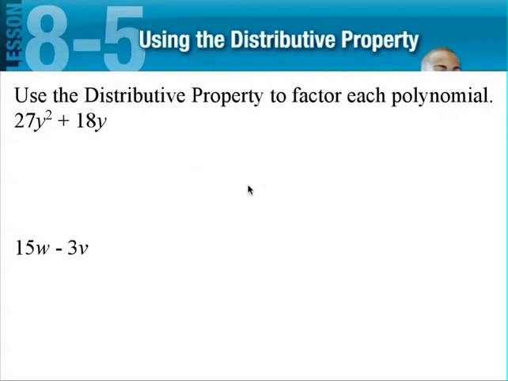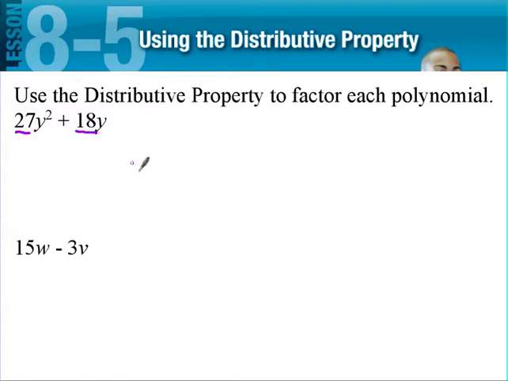So notice what the directions here say to do. They say to use the distributive property to factor each polynomial. And so what we're going to do is break this down and look at individual components. If you notice, I have how many terms here? 2. So what would I call this? A binomial. That's right.